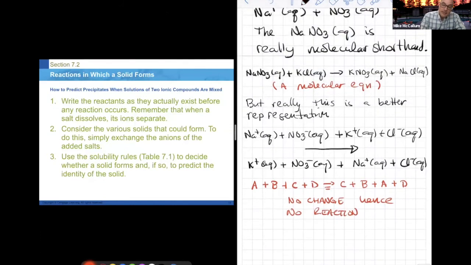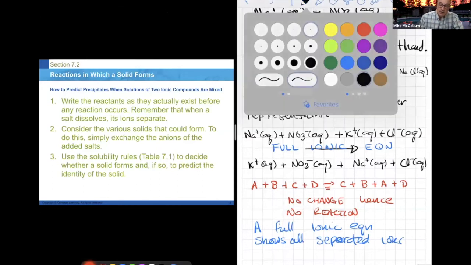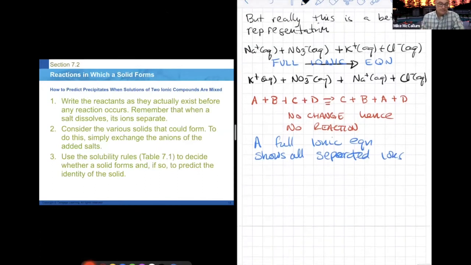When we write an equation in this way, we call this a full ionic equation, right? A full ionic equation shows all separated ions. But this is kind of a pain, right? It seems like a lot of work. You have to worry about the charges and put twice as many (aq)s down and everything. So it's a lot more writing work than writing a molecular equation, right?